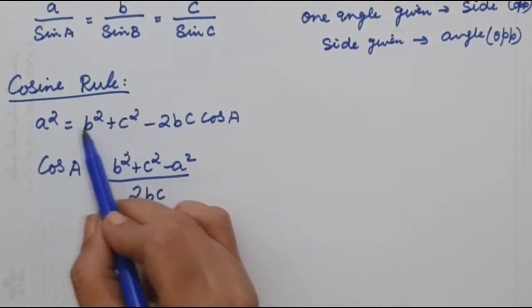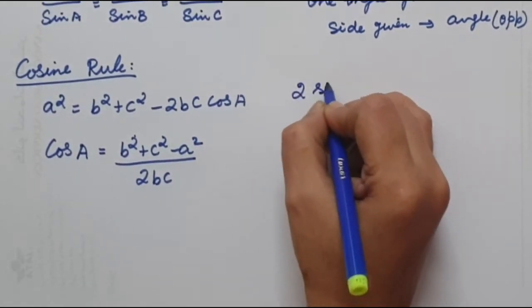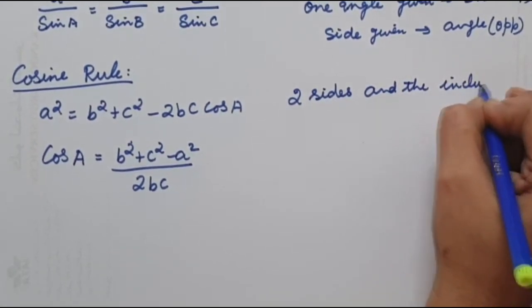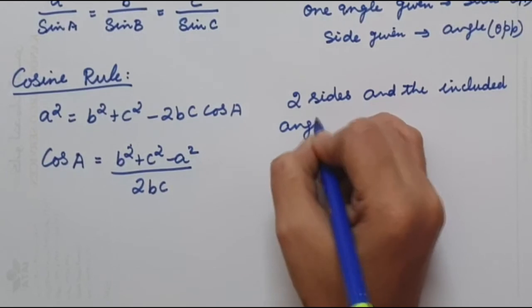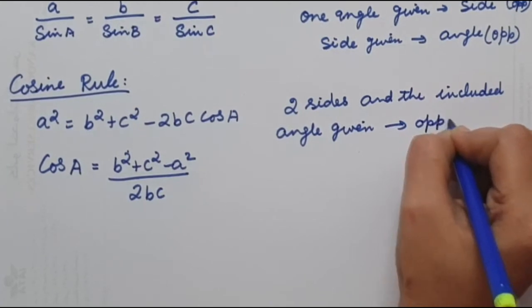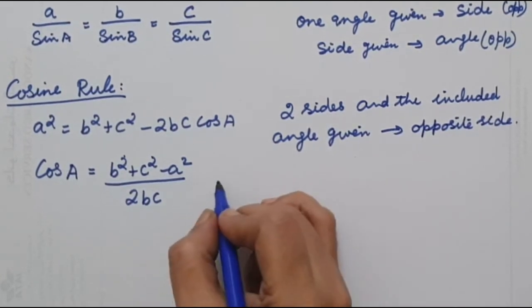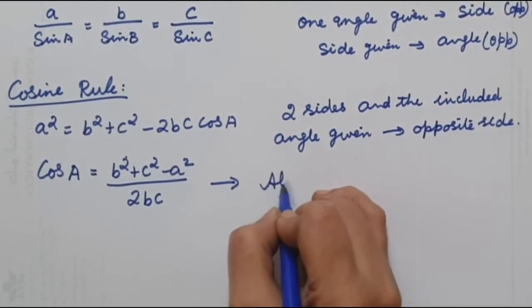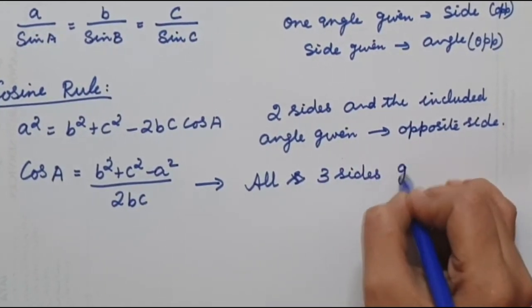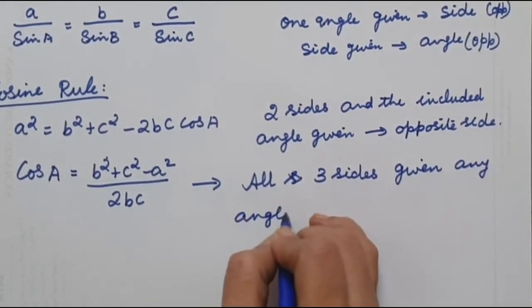Now let us see when we can use this cosine rule for finding the sides. That is, two sides and the included angle given. We can find the opposite side. And the same way for the angle, all three sides given. Any angle can be found.